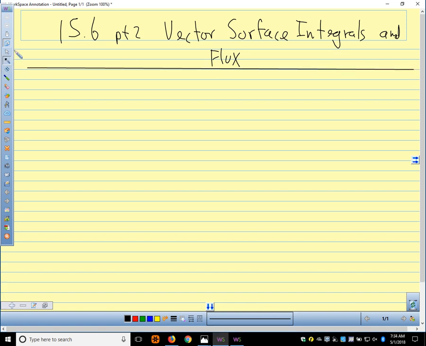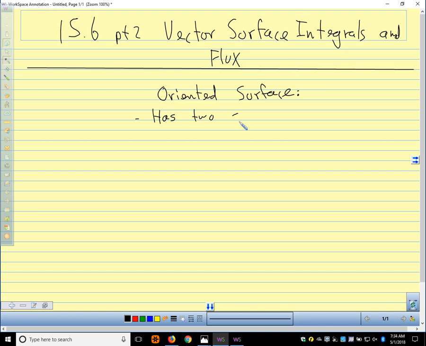So the first thing we need to talk about today, in order to get to a point where we can talk about vector surface integrals, is what we mean by an oriented surface. The idea with an oriented surface is that it's a surface that has two sides. They're called oriented surfaces. We also refer to them as orientable surfaces.